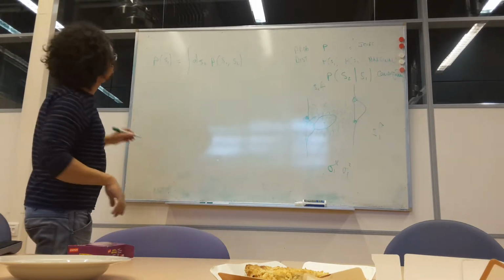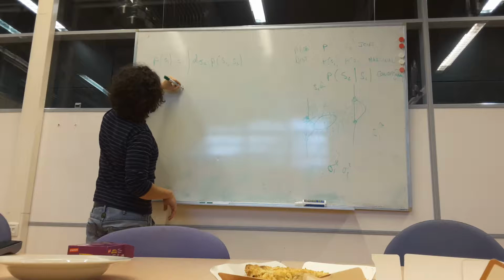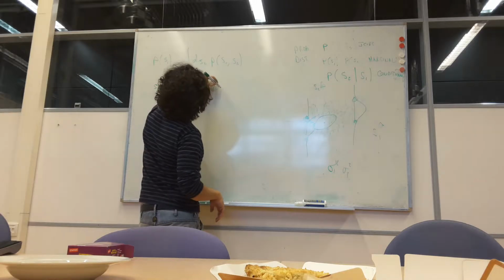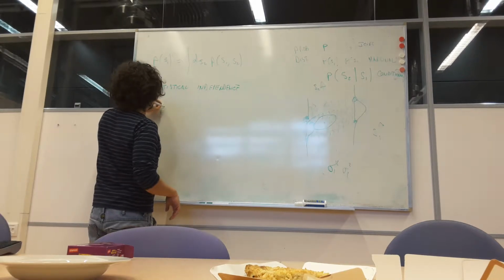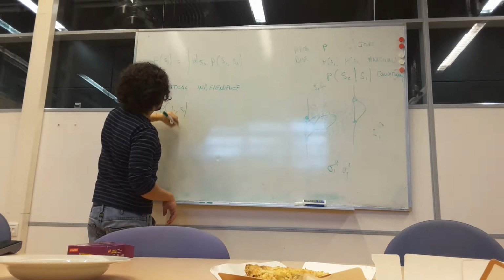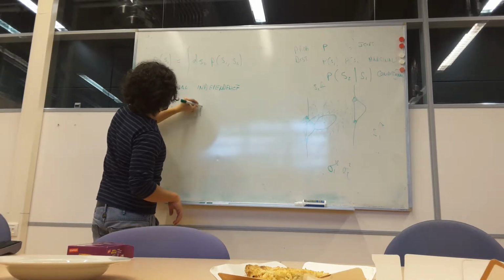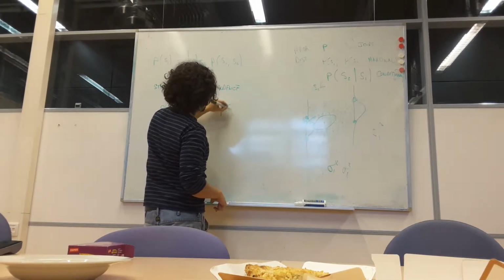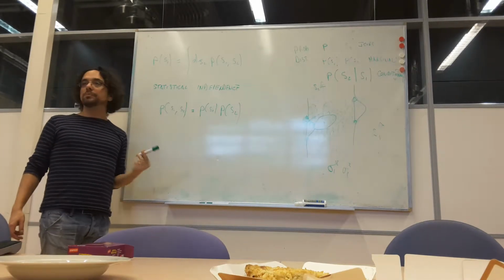So, how do we do it? Well, for example, statistical independence is written by saying that the joint probability distribution P of S1 and S2 is just the product of the marginals.